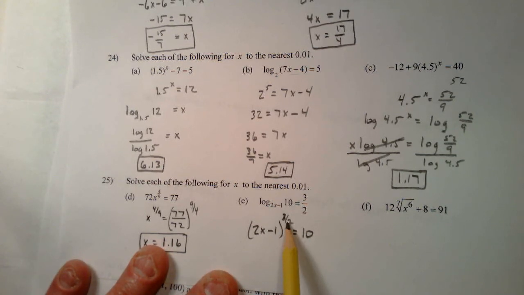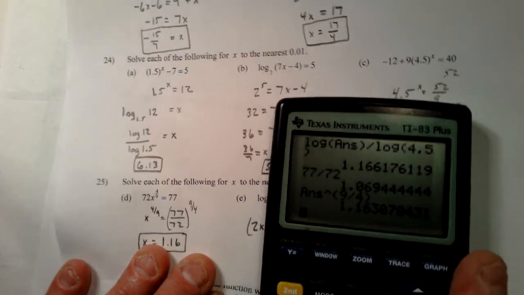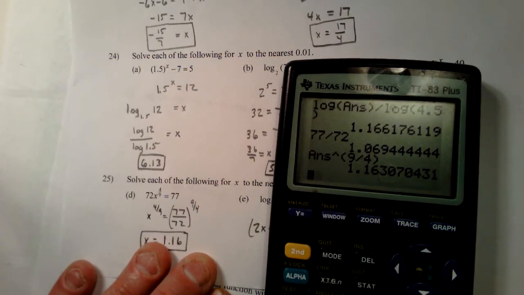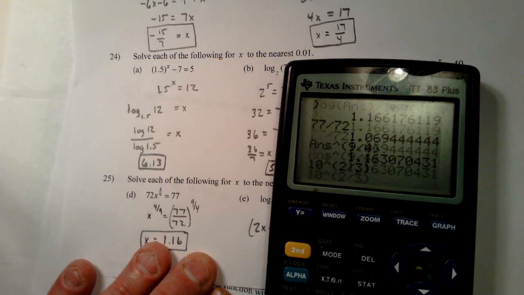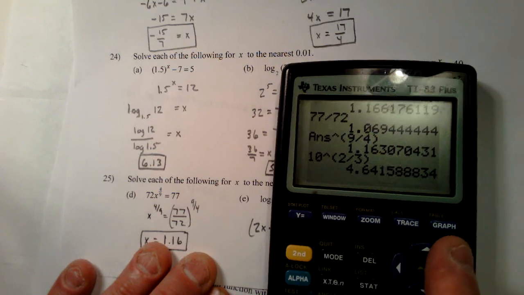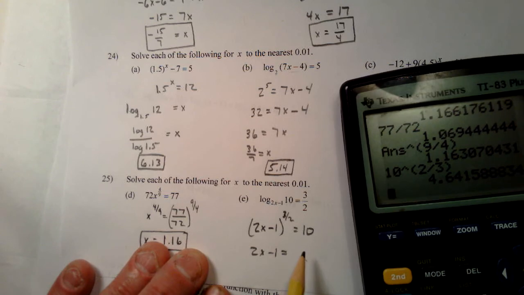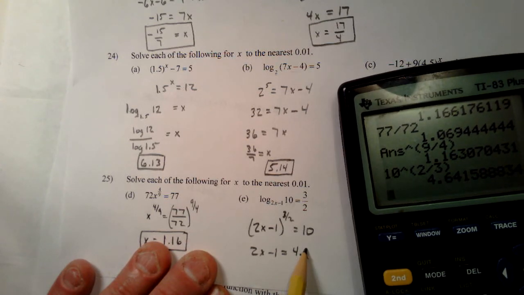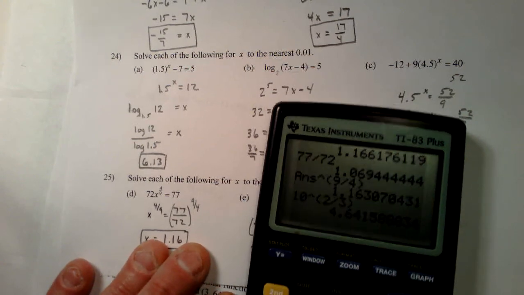First, let's get rid of this 3/2 power. So to get rid of the 3/2 power, I have to raise both sides to the reciprocal, which is 2/3. So I'm going to go to my calculator and punch 10 to the 2/3 power. So there's a cruddy decimal. And now I have 2x minus 1 equal to that, 4.64. But don't hit clear on your calculator. You keep that decimal on there because we have to do more work still.